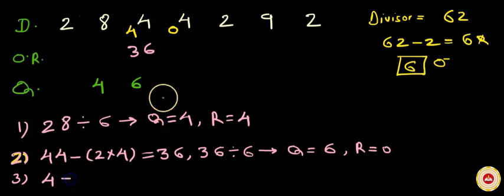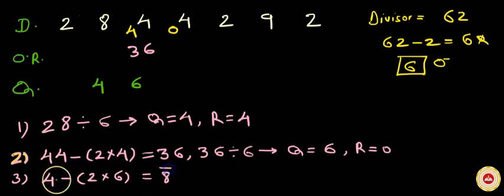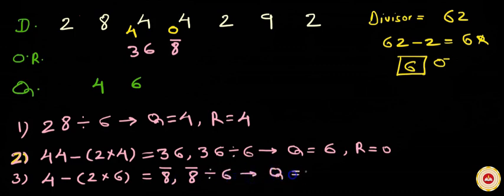4 minus 2 times the last quotient, 2 times the last quotient 6. So 4 minus 12, 2 sixes are 12. 4 minus 12 is negative 8. This negative 8 is the second osculation number. Now divide this negative 8 by osculator 6, which gives you quotient negative 1 and remainder negative 2.